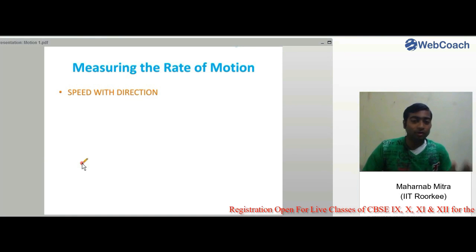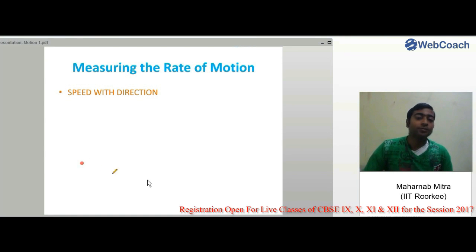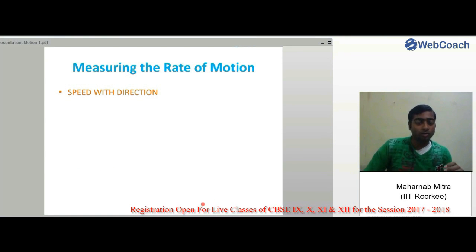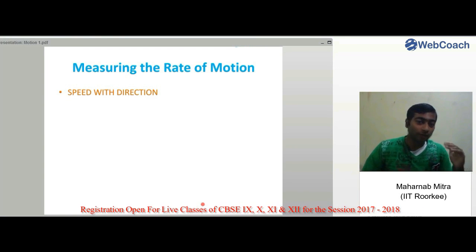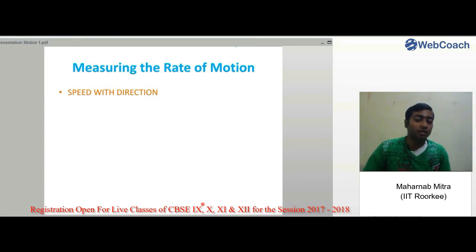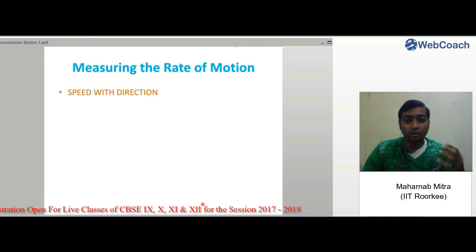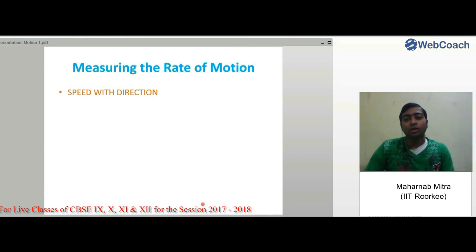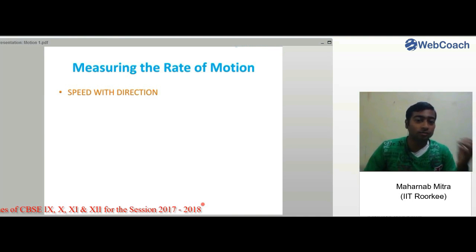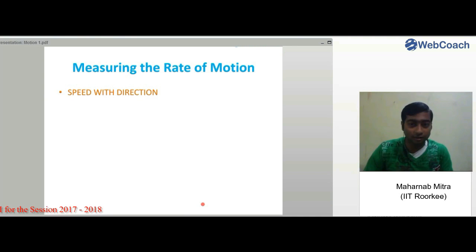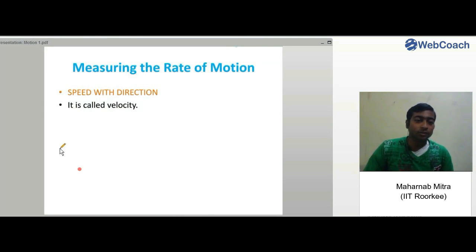Let's talk about speed along with direction associated to it. Now I think you know what it is called, right? Speed, we have the magnitude as well as the direction. Now speed is a scalar quantity. Why? Because it only has magnitude and no direction. But this quantity, as it has magnitude along with the direction, we can tell it that it is a vector quantity, right? And it is called velocity, right?